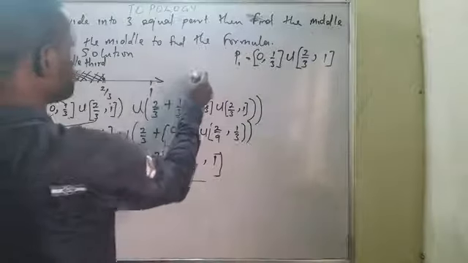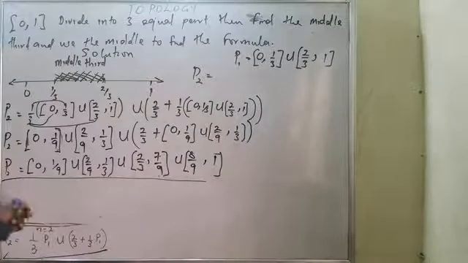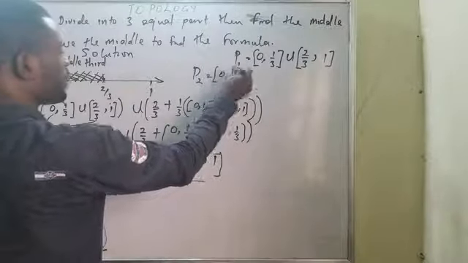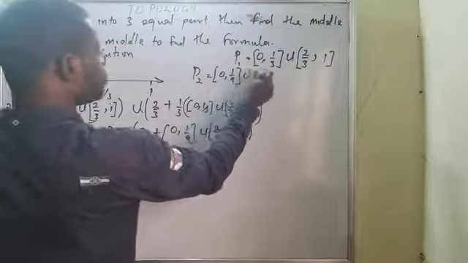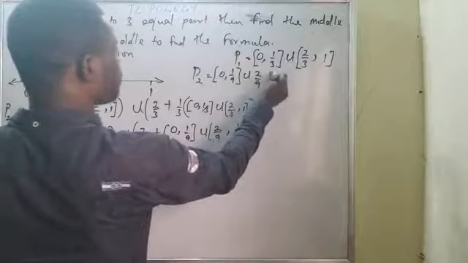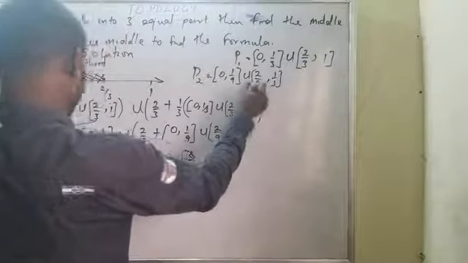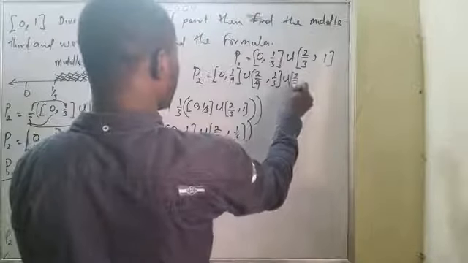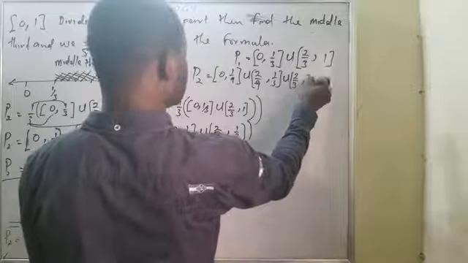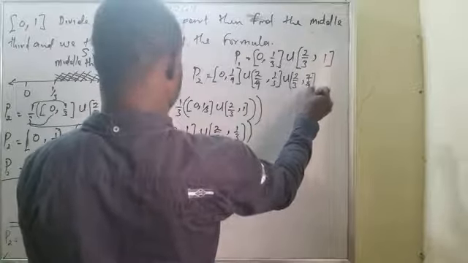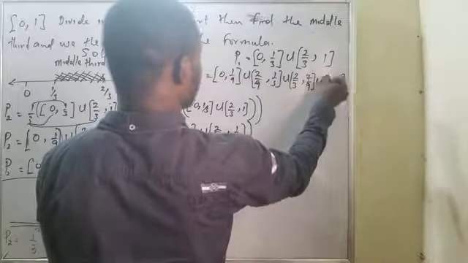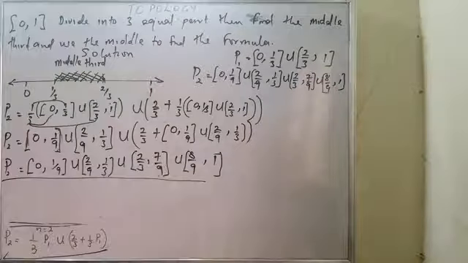Now, please let me write the P2 here so that I'll be able to show you how to generate P3. It means my P2 is 1 all over 9, junior, 2 all over 3, 1 all over 3, junior, 2 all over 3, 7 all over 9, junior, 8 all over 9, 1. Now that's my P2.